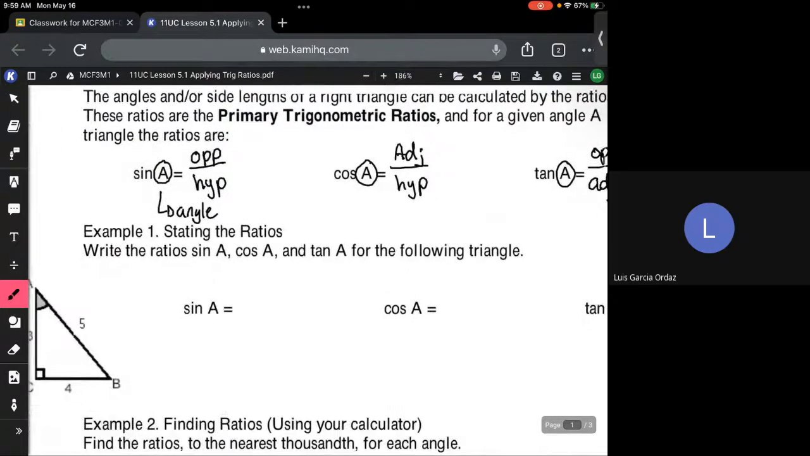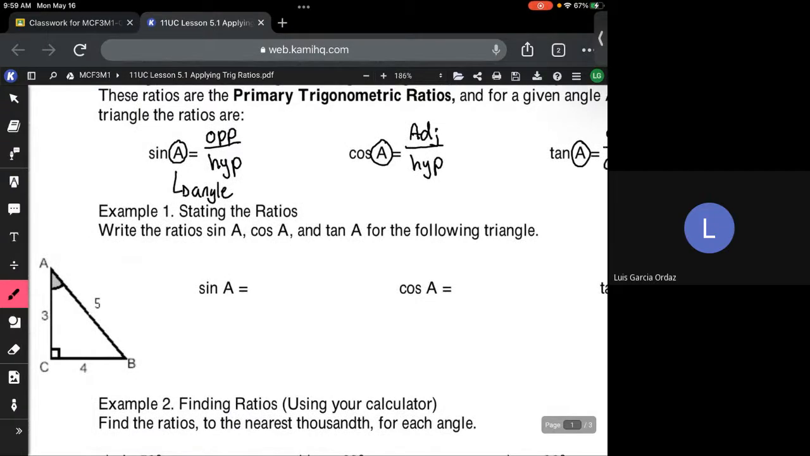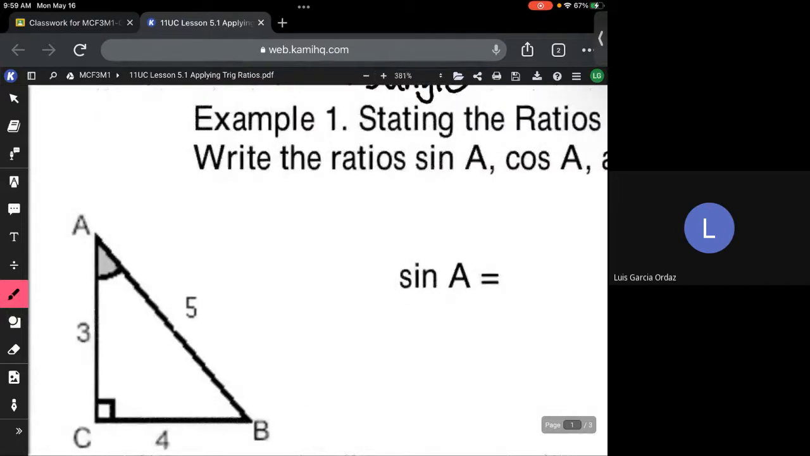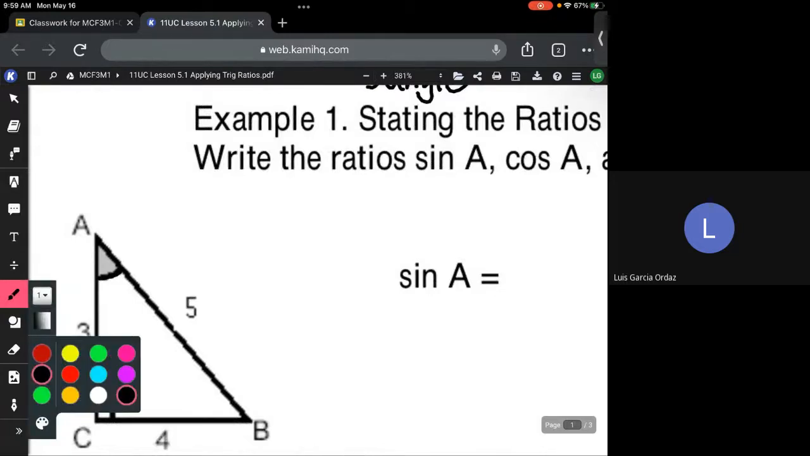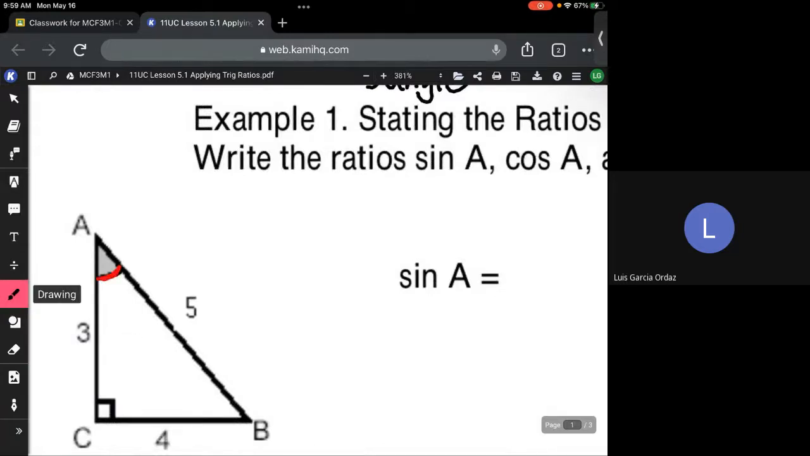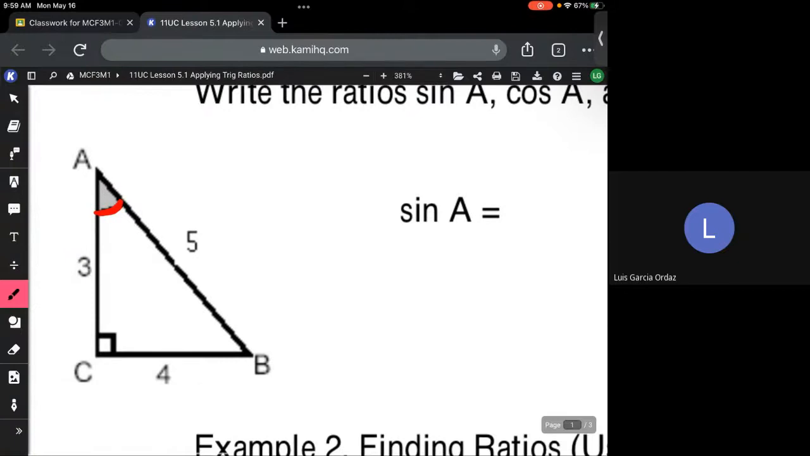So for the first triangle, we have: write the ratios for sine A, cos A, and tan A using the following triangle. So we have sine A. What angle are we going to be using? Angle A. So this is going to be known as our angle of reference whenever we're referring to a specific angle. So which one's my hypotenuse side? 5. So 5 is the hypotenuse. What's my opposite side? 4. And my adjacent side is obviously 3.